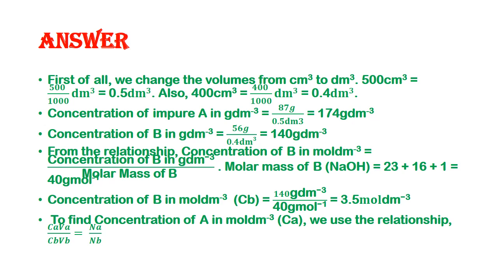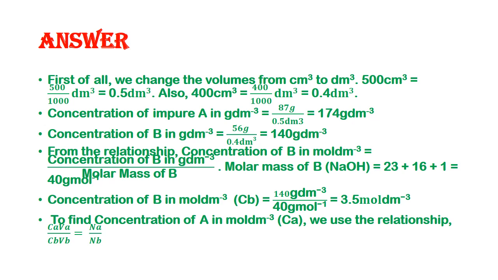Now, concentration of impure A in gram per dm cube will be 87 gram divided by 0.5. That gives us 174 gram per dm cube. Now, concentration of B in gram per dm cube is 56 gram divided by 0.4 dm cube. That will give us 140 gram per dm cube. It is the mass of the solute all over volume of solution. That's how to get concentration of whatever in gram per dm cube.